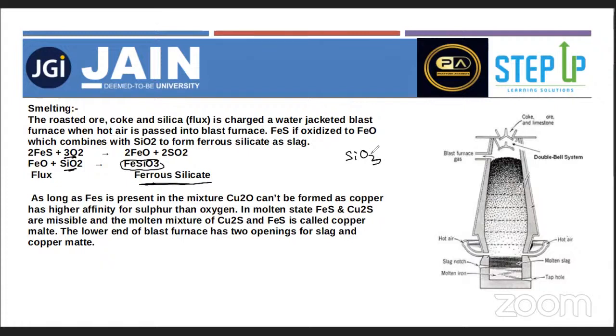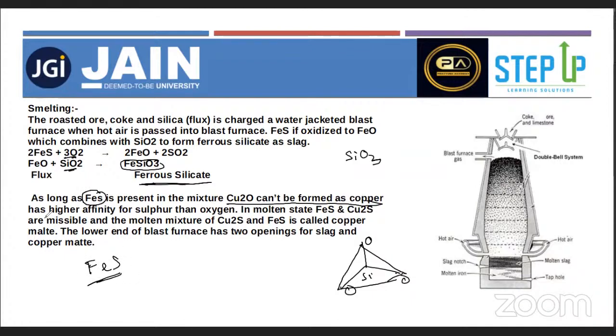Silicate is a compound which has a particular structure. In this case, we have silicon, O and O present, so somewhere like this the structure will be. You don't have to read this structure at present. You have to remember that this is ferrous silicate. As long as Fe is present in the mixture, Cu2O can't be formed as copper, because iron is there, which has more affinity. FeS is present, then you can't separate out copper.